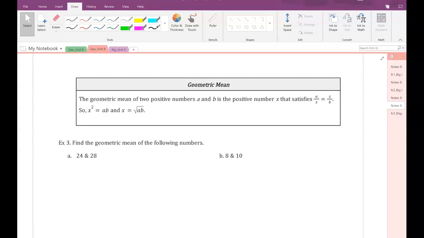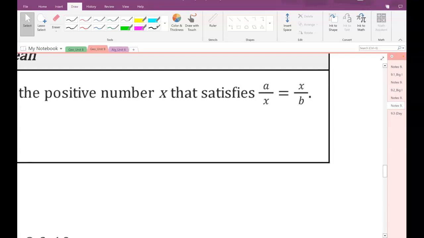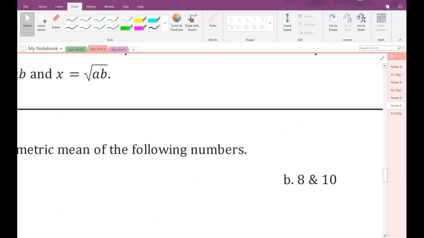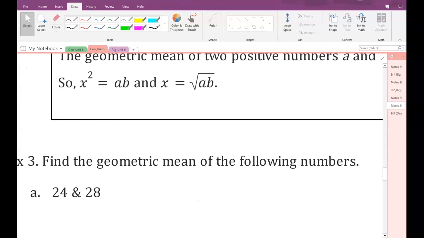But the geometric mean is a positive number that satisfies this proportionality here, saying that a over x is equal to x over b, where a and b and x are all numbers. So if we're cross-multiplying those 2 values, we would get x squared is equal to a times b. So your geometric mean, x, you find by taking the square root of a times b.